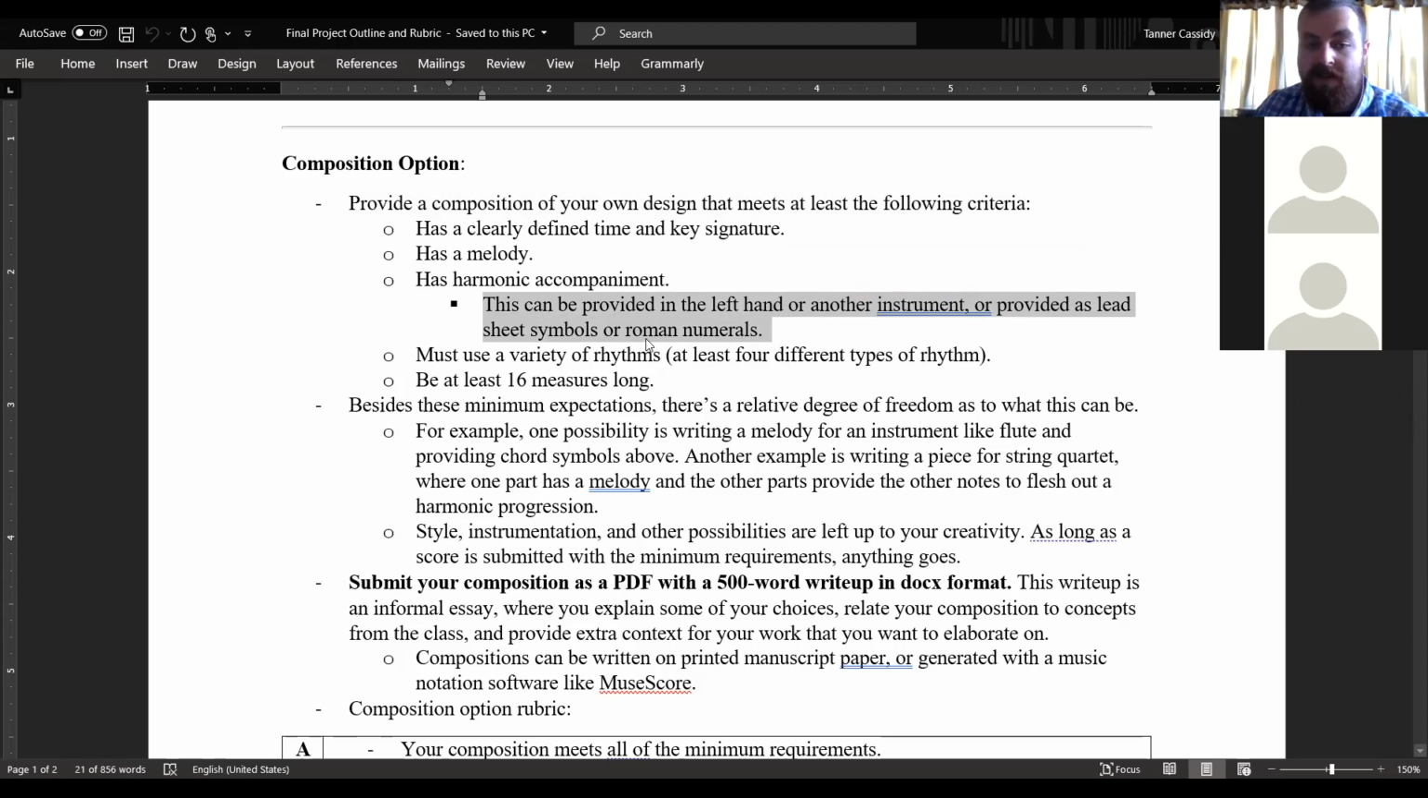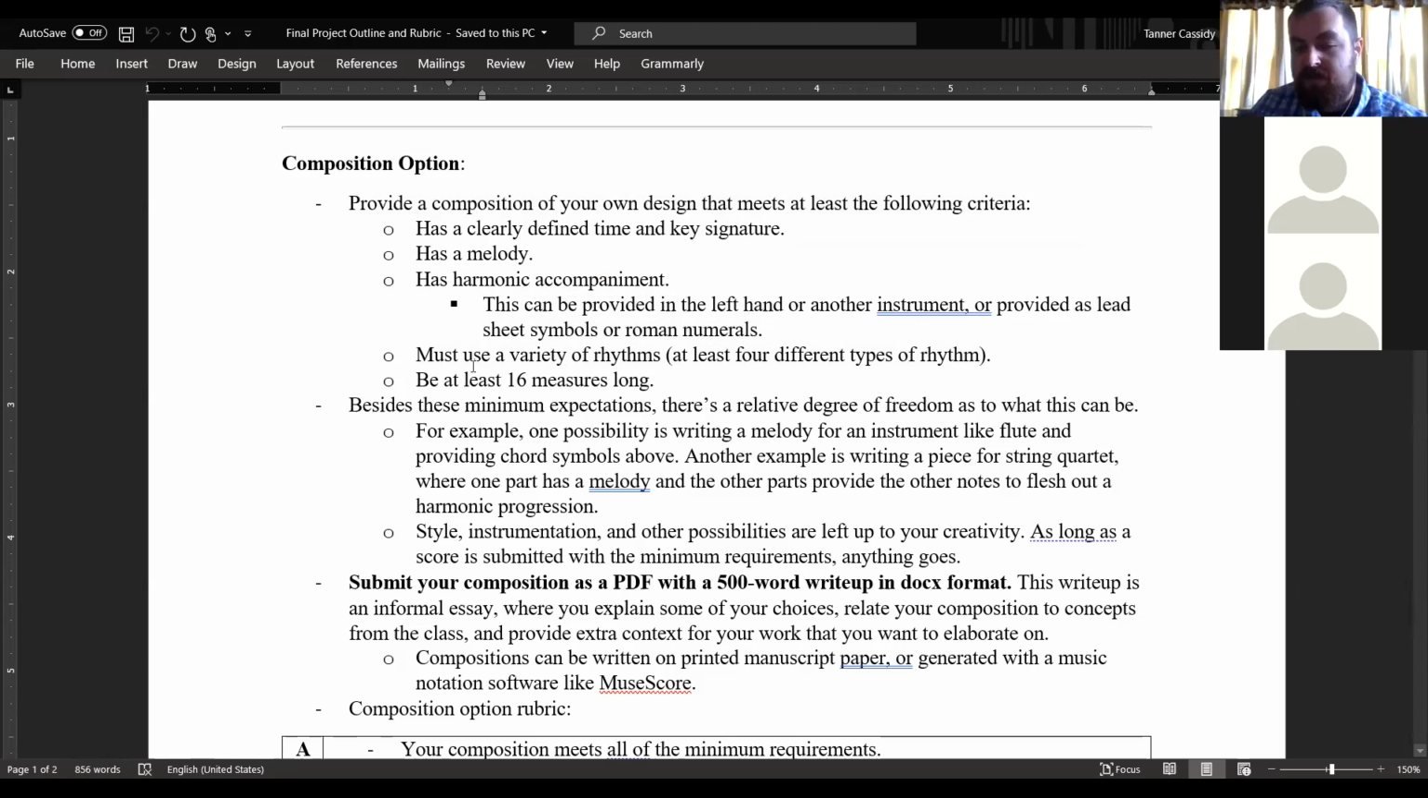You could either have this as a piano and put chords in the left hand, or you could just write a melody and put lead sheet symbols or Roman numerals, which we'll talk about tomorrow and Wednesday, respectively, on top. Either is fine. You could just write a melody and put the chords on top, or you could be a little bit more intricate.